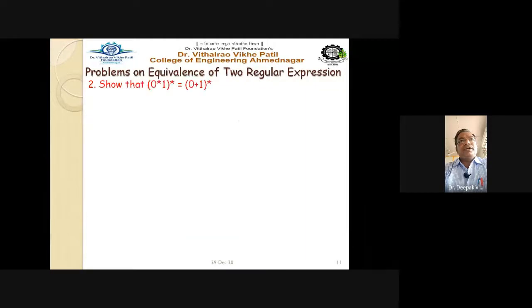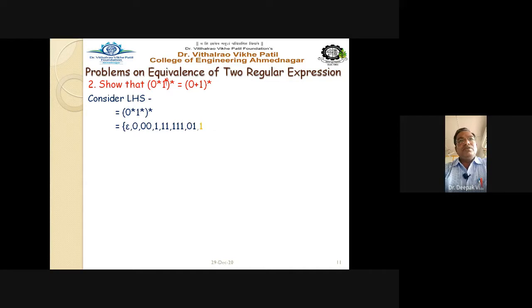Second example: show that the simple regular expression is equal on both sides. (0* . 1*)* = (0 + 1)*. It is given here. Now consider the LHS. The LHS is (0* . 1*)*. Here the star is missing, I think.